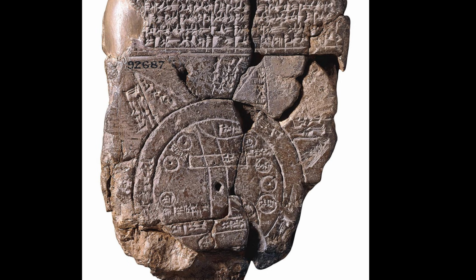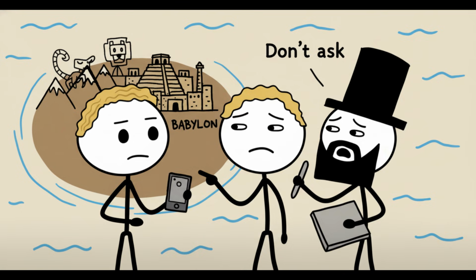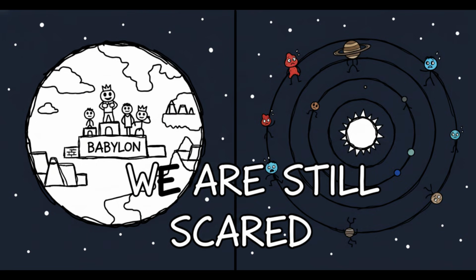This wasn't just a map of space. It was a map of their existential dread. They knew they were on a tiny island of life surrounded by an infinite, impassable ocean. And while we laugh at their bitter river and their triangles, look at a map of our solar system today. We are still on a tiny disk surrounded by an infinite, dark void that we can barely comprehend. The map hasn't changed. We just made the scale bigger.